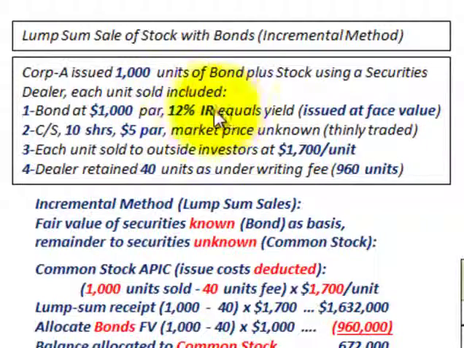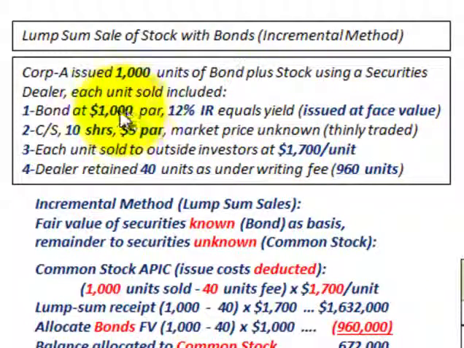The stated rate of interest of 12% on this bond equals its yield, so it's going to be issued at its face value. So there's going to be no premium or discount on the bond. What they're going to receive is $1,000 for each of the bonds sold. The other part of the unit includes 10 shares of common stock. We know the par value is $5 per share, and the market price is unknown. It's thinly traded.